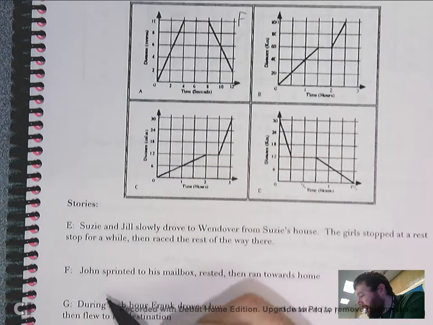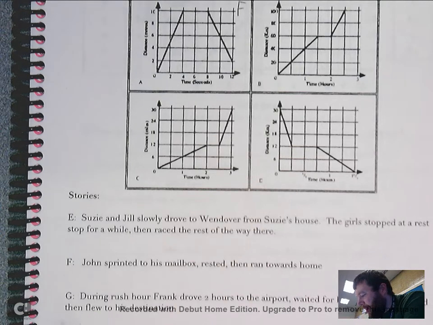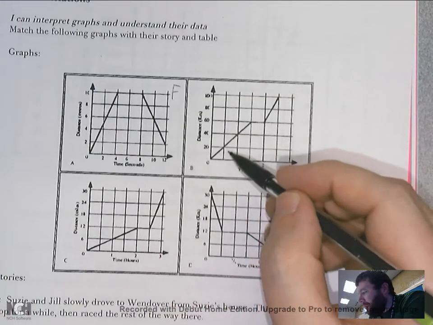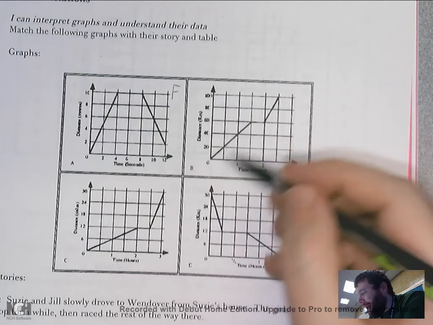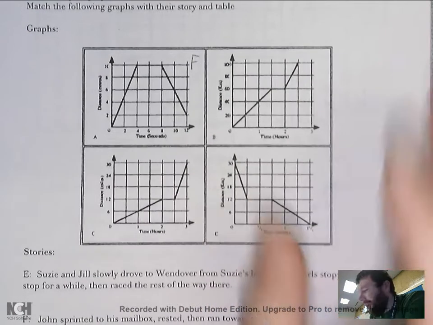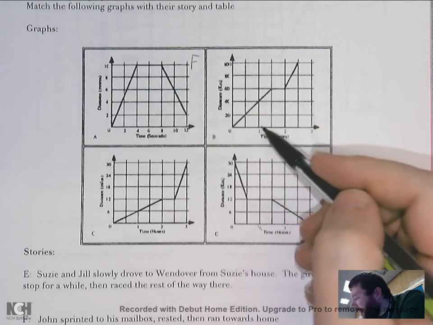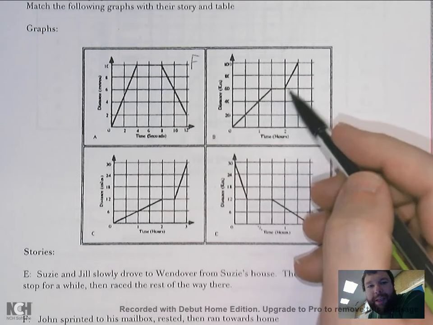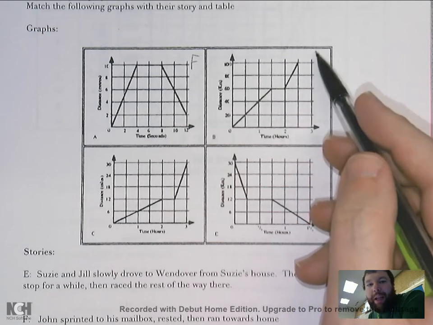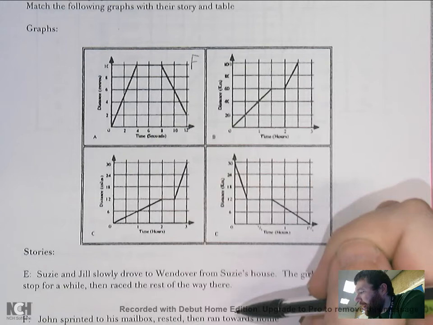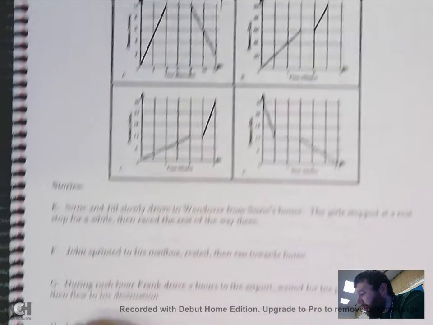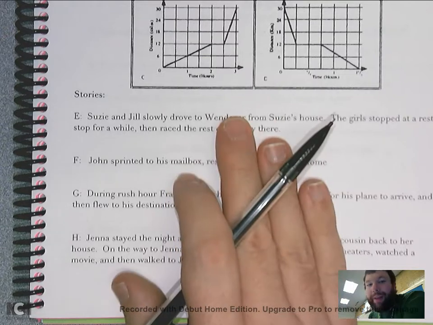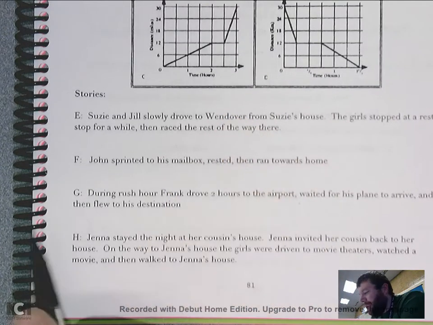Okay? Then, looking at this one, we have somebody that drove or went somewhere. It's drive because of that first story I read. It took them 1.5 hours, it looks like, before they got this flat spot, which means they stopped for a little bit and then they went a little bit quicker next. So I already read the one with them driving slowly to Wendover. That could be it. Let's read the others.